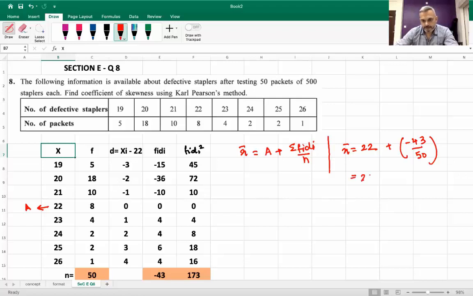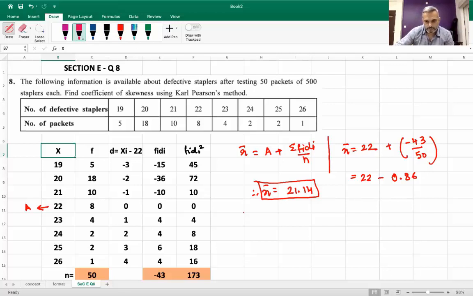So take calculator, 22 minus 43 divided by 50 is 0.86. Therefore, mean is equal to 22 minus 0.86, 21.14. So this is mean.